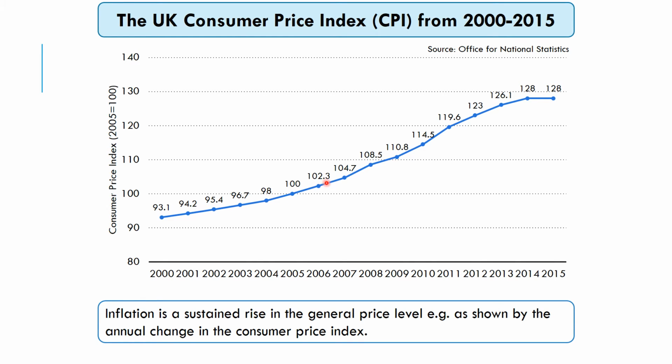Our index is 102.3. And remember, this is a weighted average index of all those 180,000 prices of things, goods and services across the economy. So it gives us a good feel for whether prices are going up or going down. Generally speaking, you can see that prices tend to rise over time.